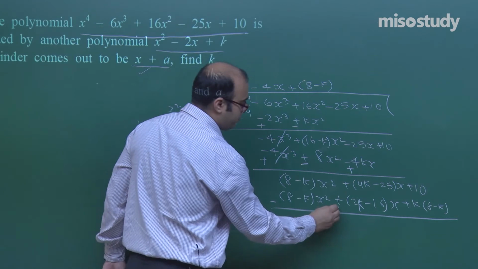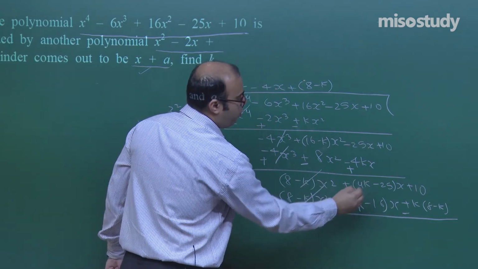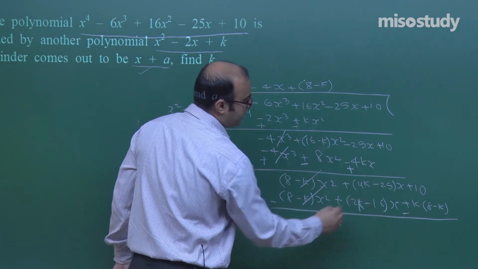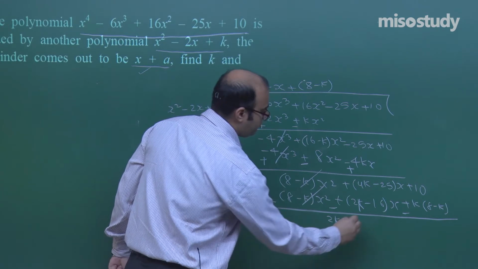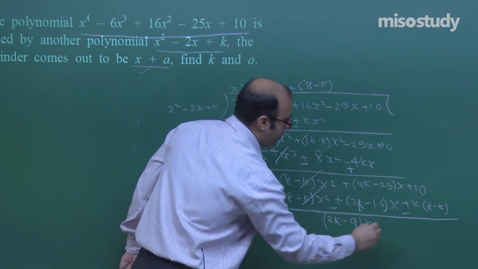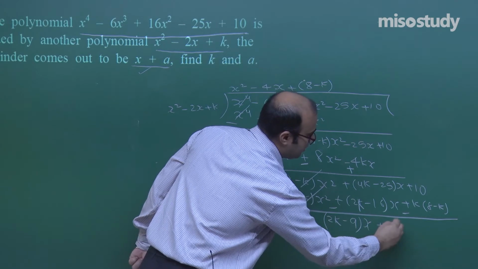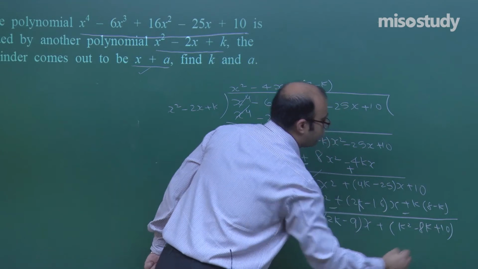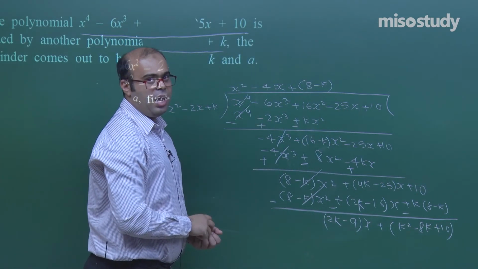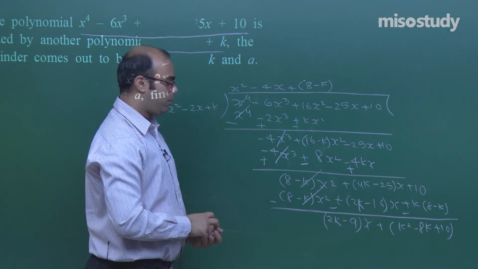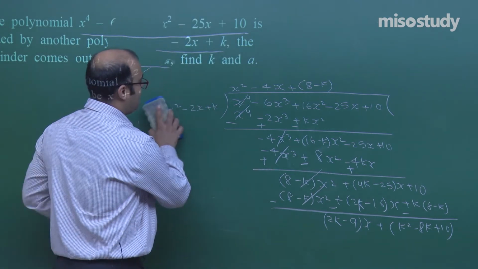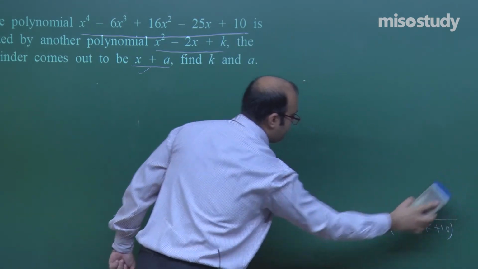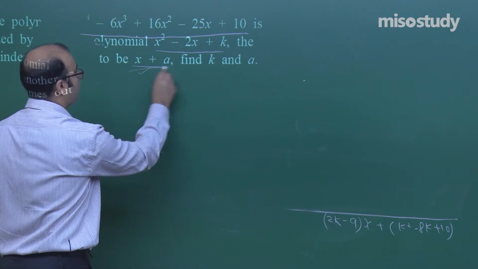Now, change the sign, this will cancel. 4k minus 2k is 2k, and minus 25 and there is plus 16 is minus 9x. Here it will become plus k square minus 8k plus 10. So, this is the remainder which we are getting after the division algorithm. Now, they are saying that this remainder is actually equal to x plus a. The remainder which we have got is equal to x plus a.